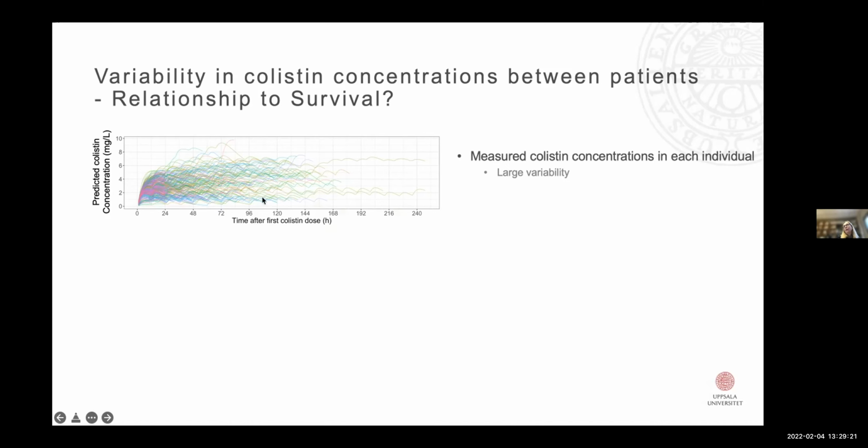So we had measured colistin concentrations from each individual, and as illustrated here, this is just predicted out how it would look in all the different subjects over time, the colistin concentration, and you can see that it varies quite a lot between different patients here. So some have very low, definitely lower than the MIC, and some above. So it's in a quite wide range.